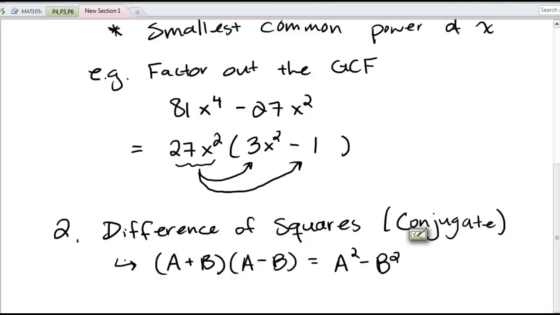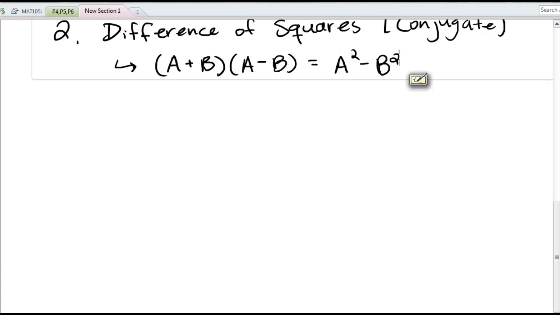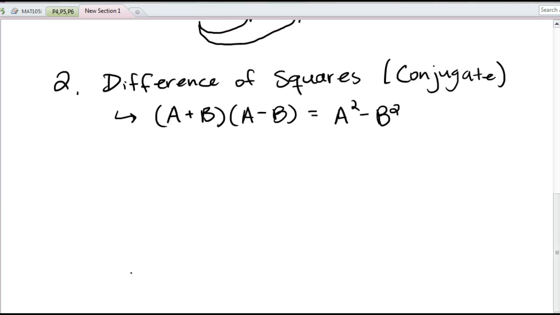So let's do an example of this. Sorry, I'm trying to give myself a little more white space so we're not so crowded. All right, so what's an example? Let's look at factoring a simple one. Let's say something like 4x squared minus 9.